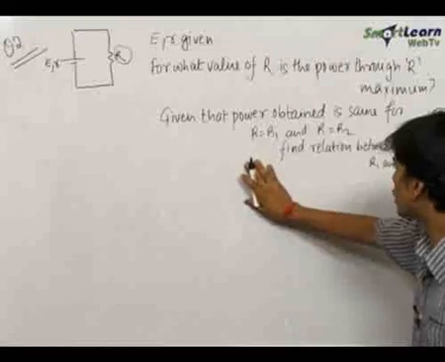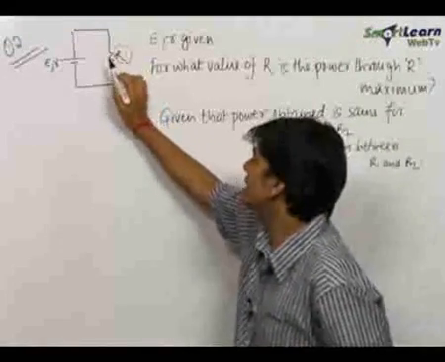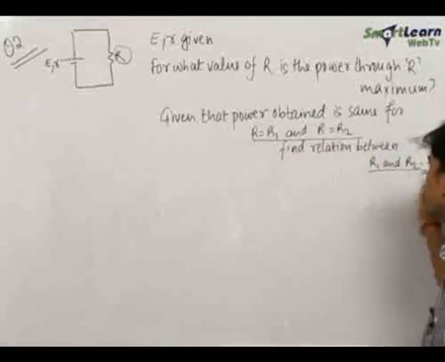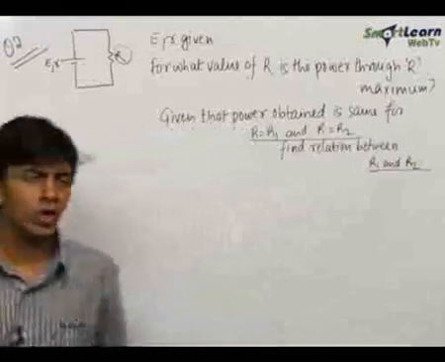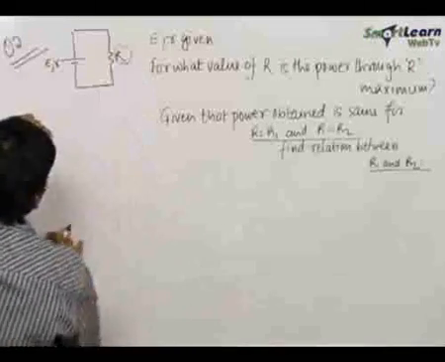And in the second part we have been given that the power obtained through R is the same for two values of R, that is R is equal to R1 and R is equal to R2. We need to find out the relation between R1 and R2. So let us begin with the question. Let us find out the power through R first.